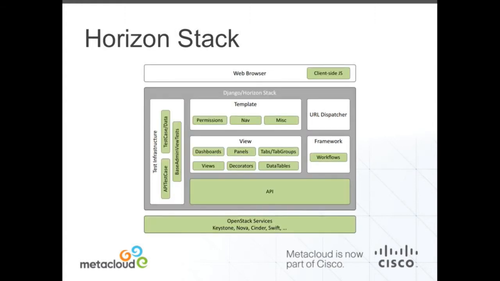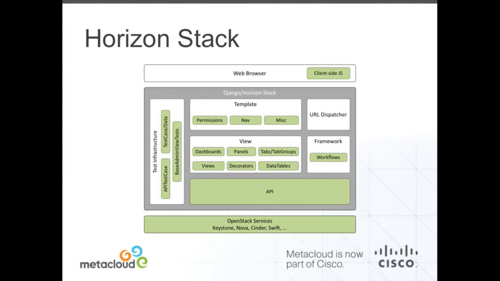This is what the Horizon stack looks like. There have been a number of enhancements to the basic Django stack. All of those boxes in green are enhancements that have been made to the basic Django stack to enable Horizon to make it easy for engineers to extend the functionality of Horizon, implement dashboards and panels and views that manage OpenStack resources.